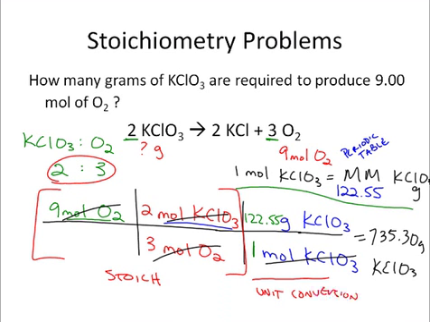The fact of the matter is, from our last problem, the 6 moles of potassium chlorate that we calculated really is the same thing as 735 grams. So from our last problem, the 6 moles is equal to 735 grams. It's just a difference in the unit, but they represent the same quantity of material.